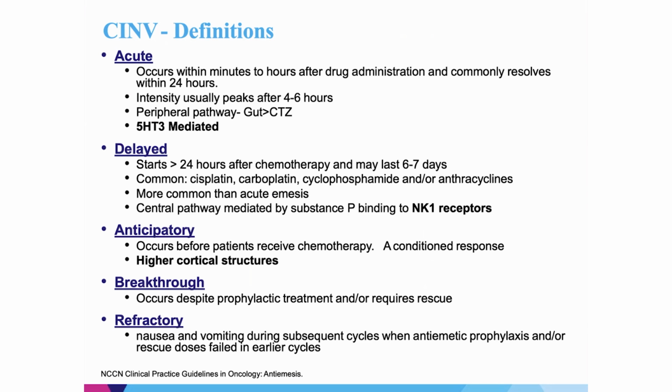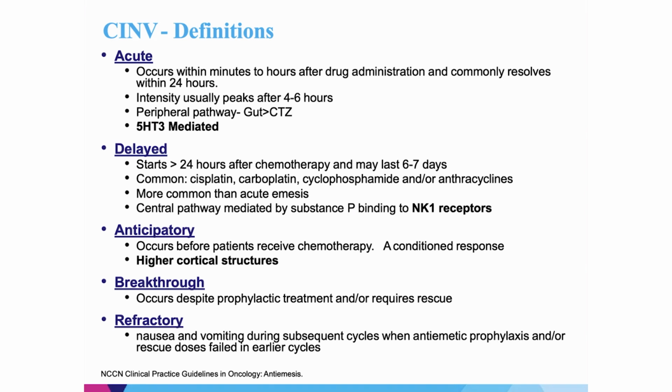So the first type we have is acute chemo-induced nausea and vomiting. This usually happens within minutes to hours of getting the drug, and it commonly resolves within 24 hours. It usually peaks at 4 to 6 hours, and we're going to talk a little bit more about the pathophysiology of nausea and vomiting later, but this is usually a peripheral pathway. You're getting signals from the gut that go to the chemo trigger zone in the brainstem, and the receptors mostly involved in this process are 5-HT3.